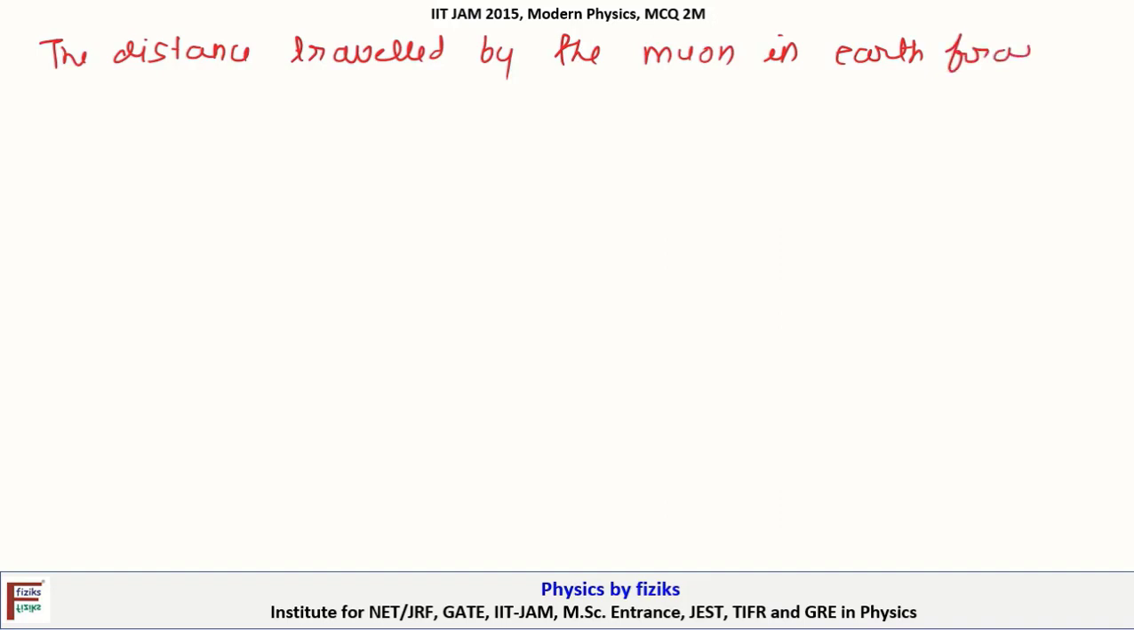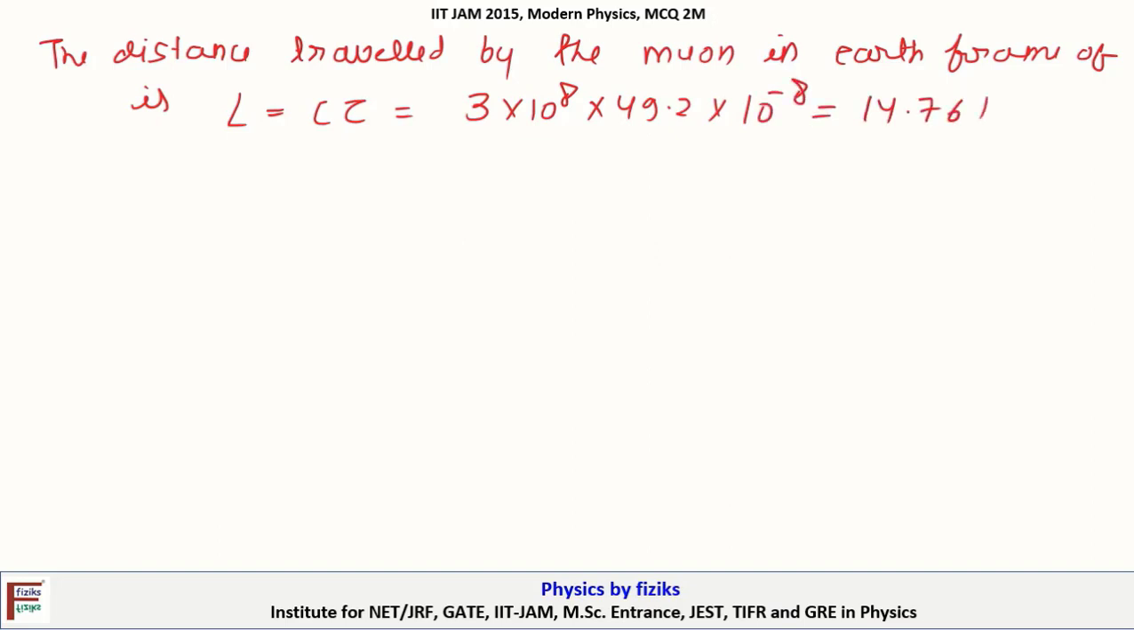The distance traveled by the muon in Earth frame is L equals c tau, which is 3 into 10 to the power 8 into 49.2 into 10 to the power minus 6, equal to 14.76 kilometers.